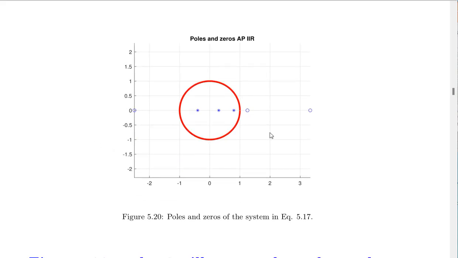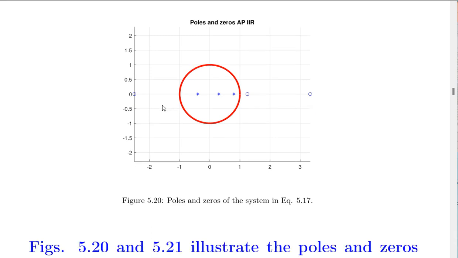Here, for a given example, you see the location of poles. Three poles inside the unit circle and three zeros anywhere. There is no restriction or limitation for zeros up to here. Later we'll have some idea about the location of zeros, but not for now.